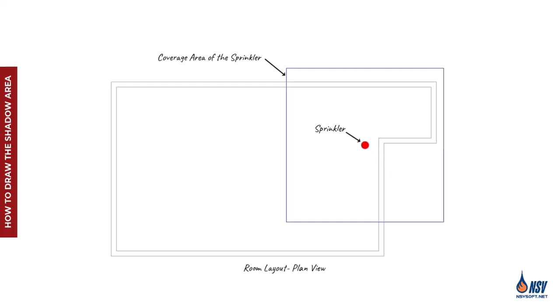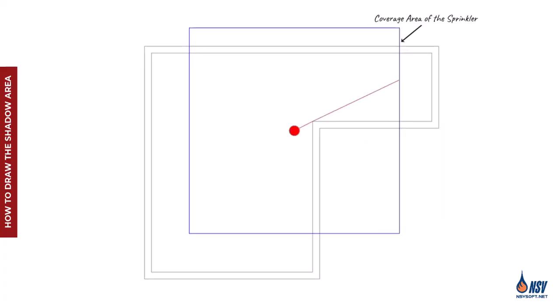The shadow area is identified from a plan view. Start by drawing a line from the center of the sprinkler head to the far edge of the obstructing wall or partition. Then extend that line to the next obstruction within the sprinkler's coverage. The resulting bounded space beyond the obstruction is defined as the shadow area. If the extended line reaches the sprinkler's coverage area boundary before encountering another obstruction, the shadow area is limited to the area within that coverage boundary.